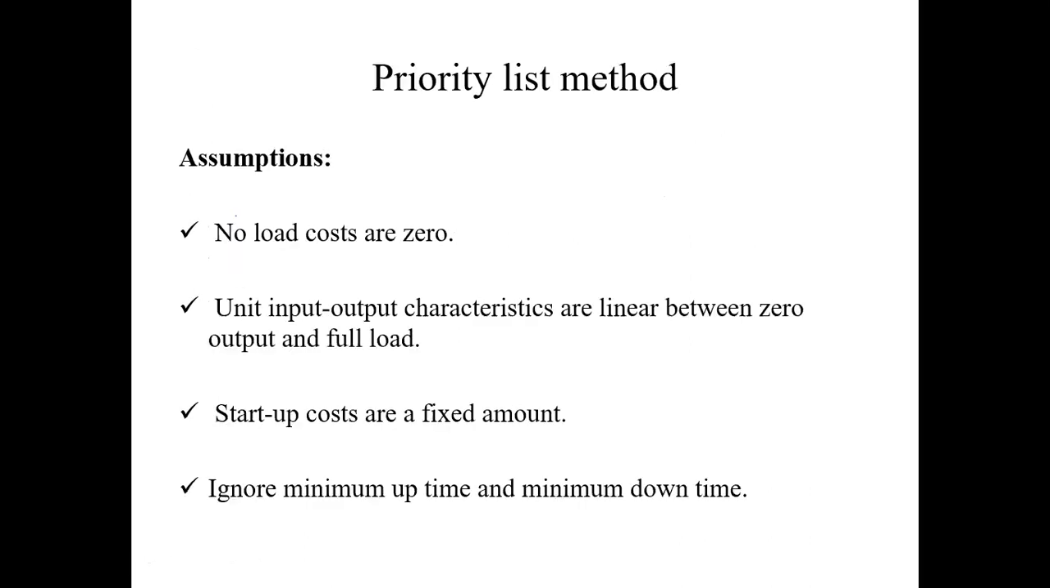What are the assumptions? A few assumptions have to be made while going for the priority list method. The no load cost must be zero, and the total number of units which requires the startup cost will be a fixed amount, and we have to ignore the minimum uptime as well as the minimum downtime constraints. These are the few assumptions which have to be considered while going for the priority list method.